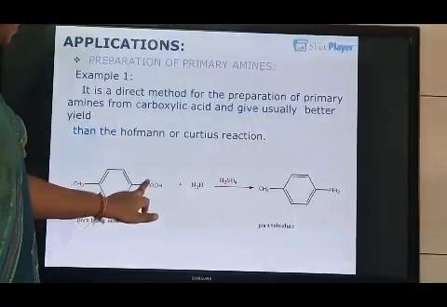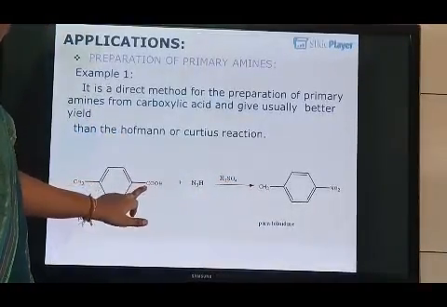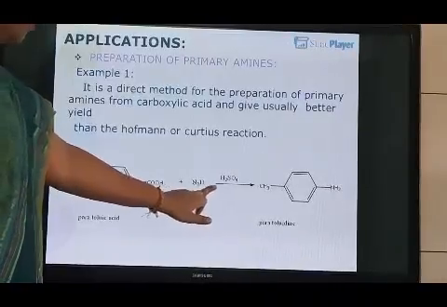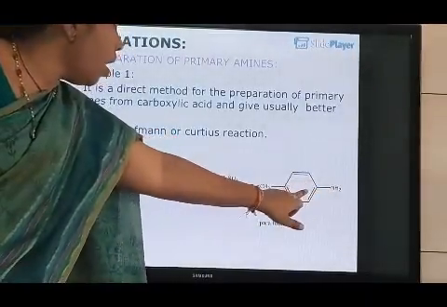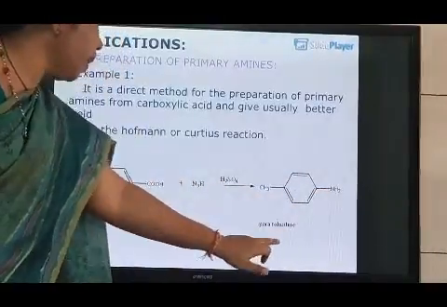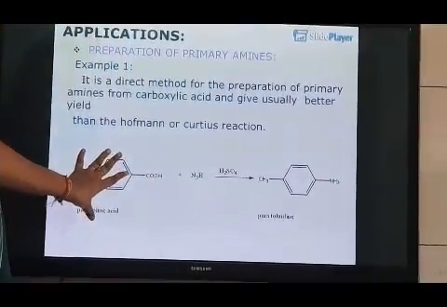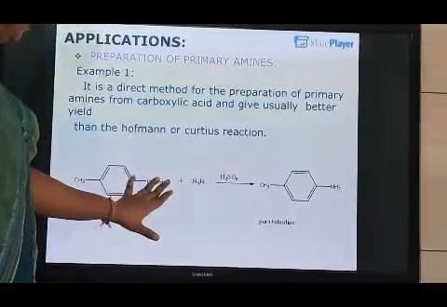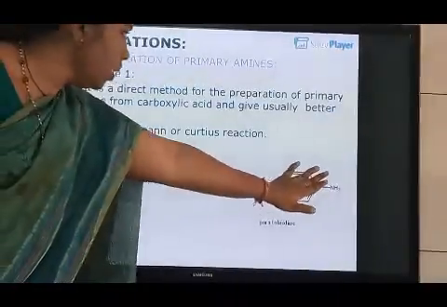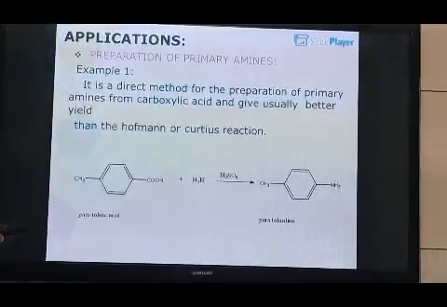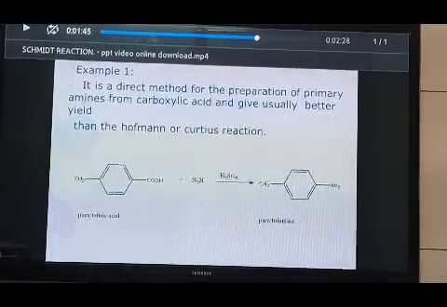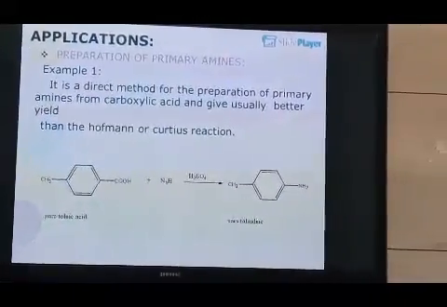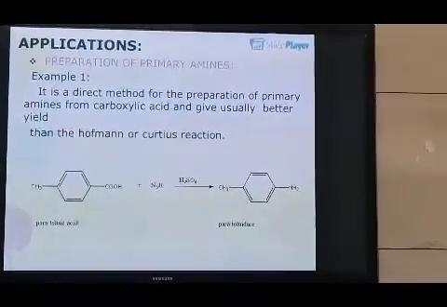Simply, this CO2 is removed from here and the NH2 group from the hydrazoic acid is attached. Formation of the NH2 type of compound, that is the para-toluidine. That means a carboxylic acid always gives the amine, where COOH is converted to NH2. Preparation of primary amines.